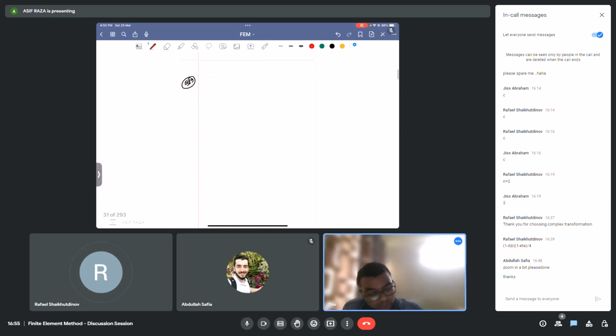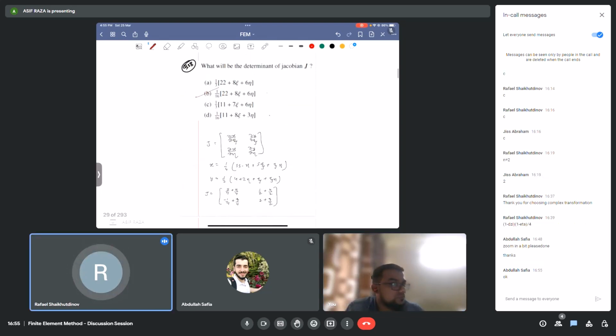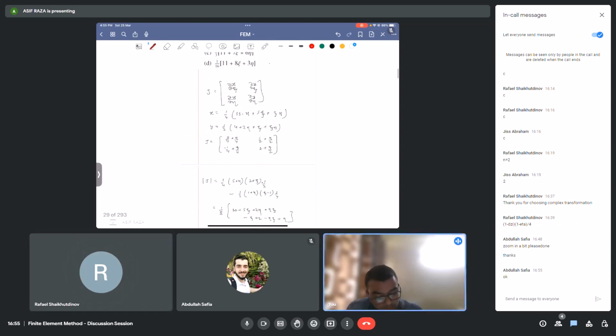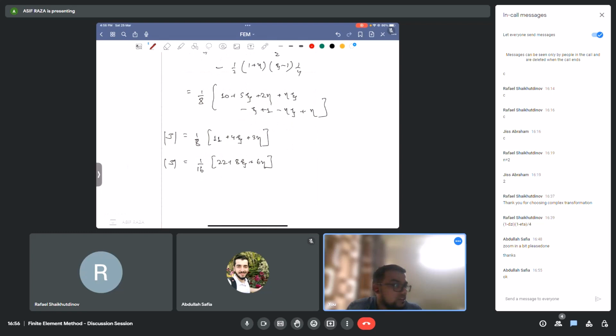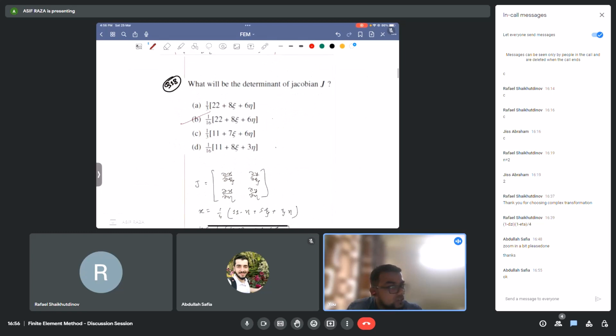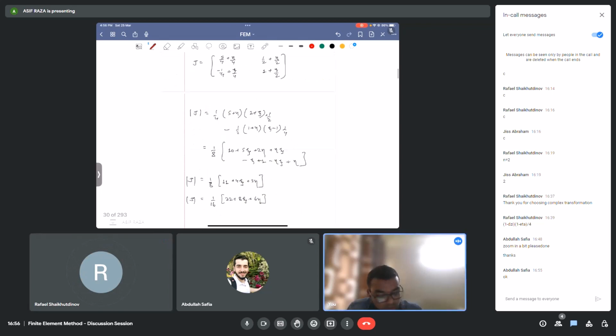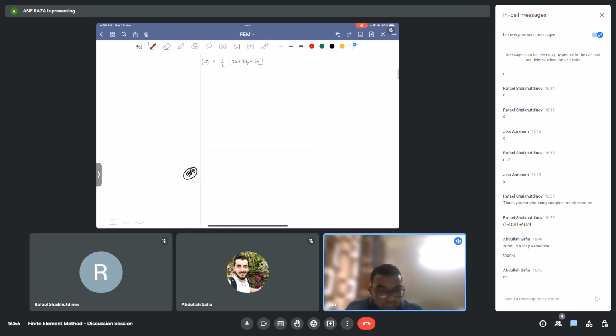Sorry, what did you multiply by 2? See, we got the answer as 1 upon 8 times 11 plus 4 xi plus 3 eta. So if you see in the options, there is no 1 upon 8, it's 1 upon 16. So I converted this into 1 upon 16, then I multiplied 2 on the numerator also.